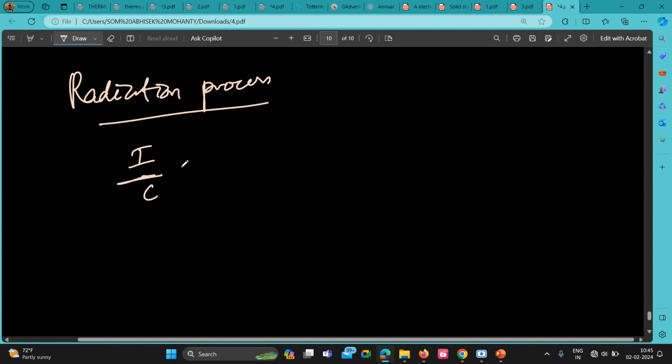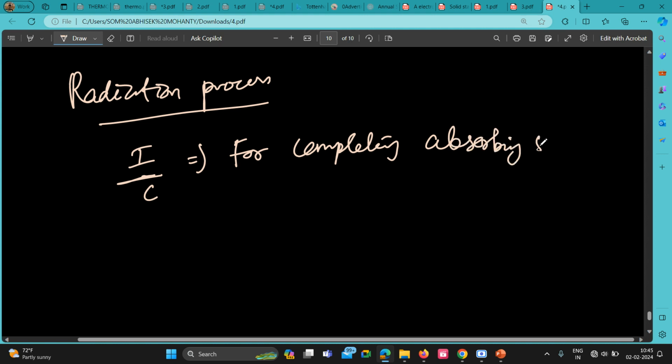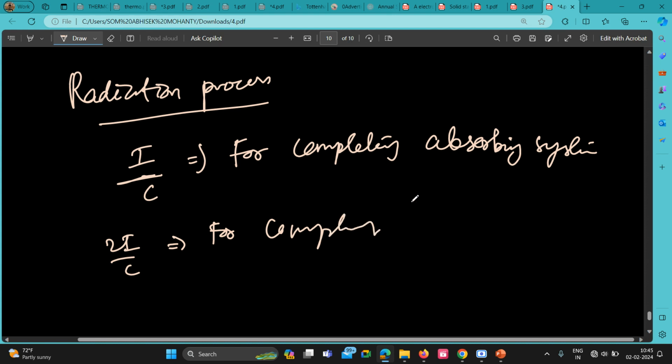Now radiation pressure: I by c is for a completely absorbing system, and 2I by c is for a completely reflecting system. Completely reflecting system.